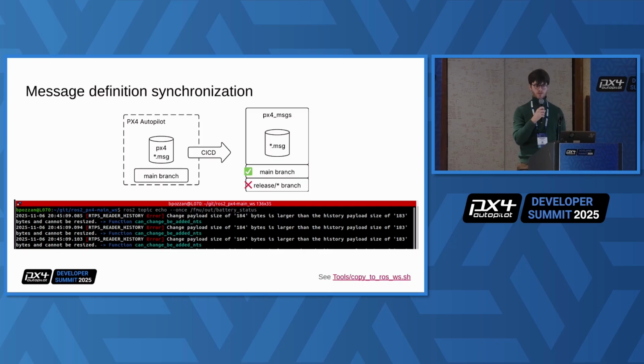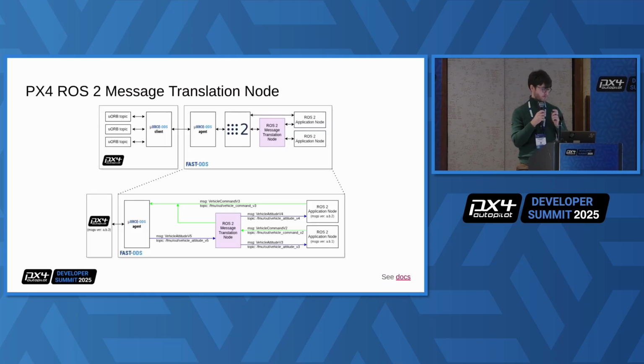If for some reason they are not in sync, or you did some modification of one core message, then you will just see a bunch of RTPS errors because the deserialization or the serialization was not successful. There is documentation and tools to help you keep them in sync. So please check them out in the documentation of the DDS interface.